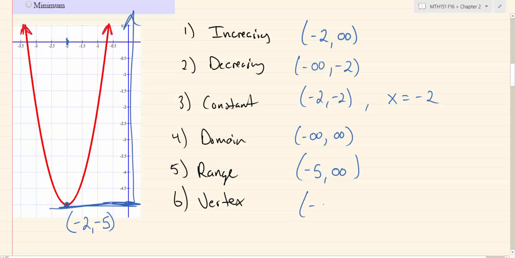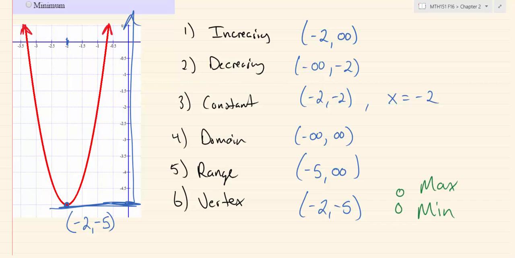And then I think we kind of gave you the vertex. Negative 2, negative 5, that's the vertex. Is the vertex a maximum or a minimum? Minimum. Yeah, this is a minimum.